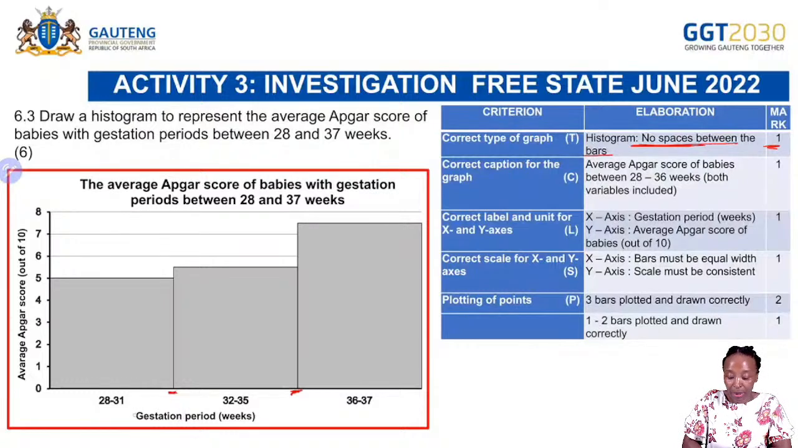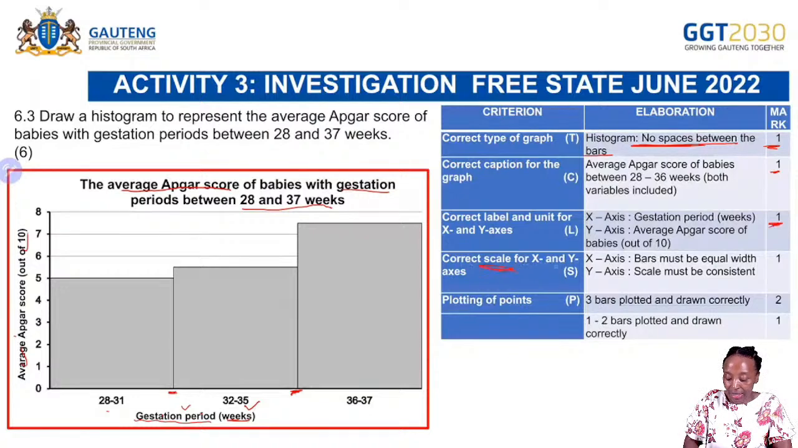And then the labeling, the correct caption. The correct caption is the average AGA score of babies with gestation periods of 28 to 37 weeks. Again, we're looking at two variables, the score and the period. So you get your 1 mark. Then the correct label and unit for the X and the Y axis. The gestation period is in weeks, so we have the label and the unit. We have the label, the average, and the units, out of 10, and again you get your 1 mark. Remember, both of them must be correct for you to get a mark.